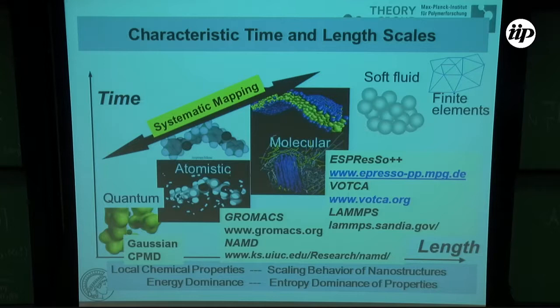So what it means for soft matter is that one has to link local chemical properties, which is essentially an energy dominance of local bonds and bond angles and so on, to scaling behavior of nanostructures, or the entropy dominance of a large-scale part. This has to be combined. And only if I combine these two things, or the two screws to adjust, which have the same importance, then I will eventually be able to become quantitative.